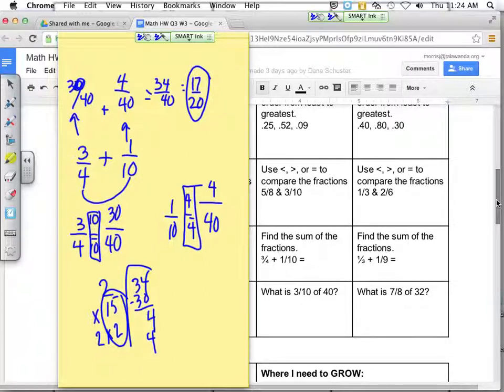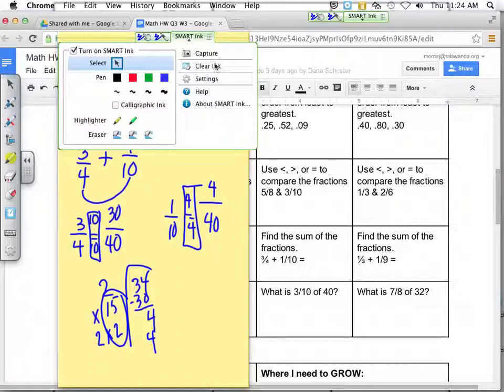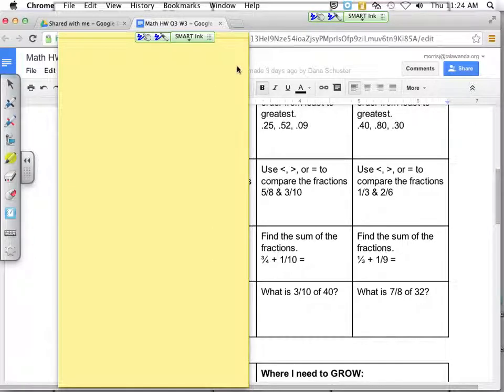Okay? Alright. Clear the ink for me. We're going to look at 3/10 of 40, which means we need to multiply. Good job. So, I'm going to write it 3/10 times 40. What do I do when I have a whole number with nothing underneath it as a fraction? Gage? Put it over 1.